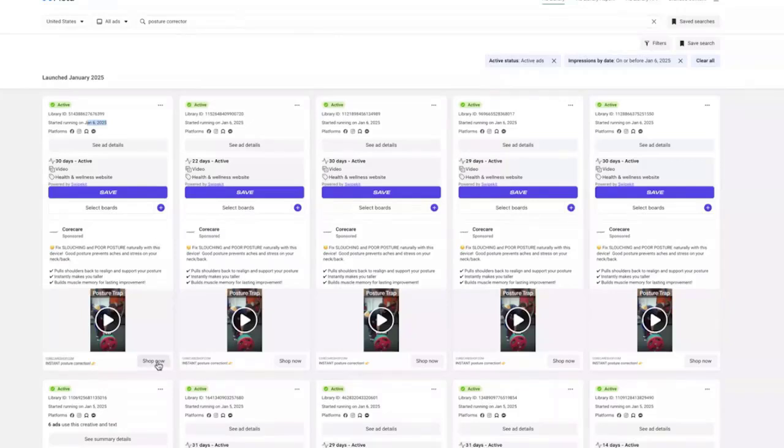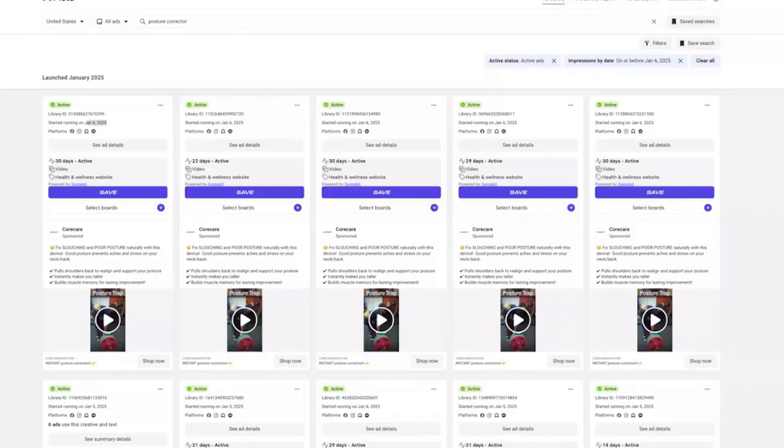For example, if I click shop now, I can go to someone's website. This person has been running for over a month. I can see what their website is like. What is their landing page like? And I'm like, okay, you know what? They have reviews there. They have credibility stuff here. I'm like, okay, how can I recreate this page as well, but even better?